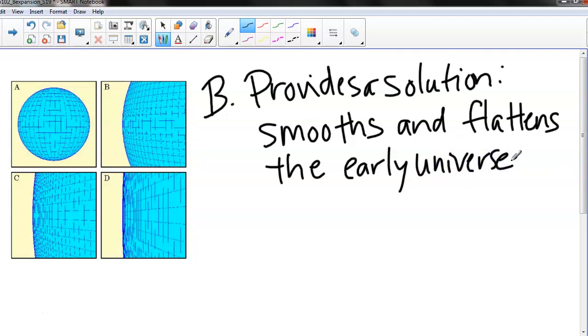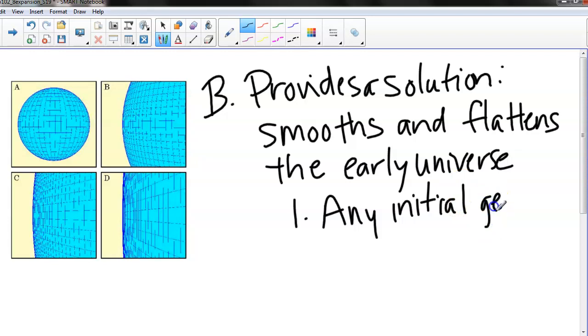Okay? So, let's take the flatness first. Think about any shape that you want. My picture here shows a sphere. But think about any shape. A triangle, a rectangle, a saddle, something. And make it huge in your mind. Blow it up and blow it up and blow it up some more. Any initial shape, lumpy, whatever it is, any initial geometry that the universe had will look flat when it's inflated.